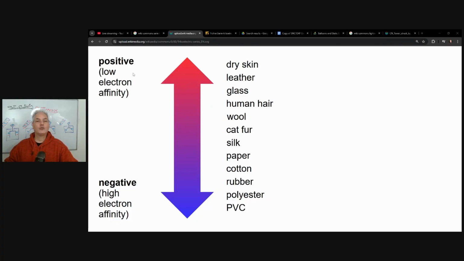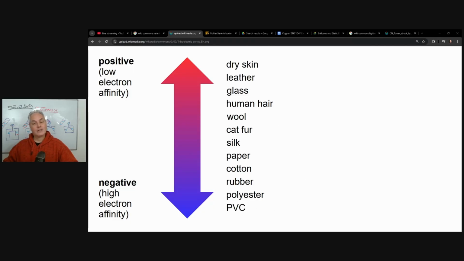So if you create friction between matter at the upper part of the triboelectric series, we have here human hair, or, for example, rabbit fur. If you have friction, electrons will easily move away. So here we have human hair, and my hair would become more positive. We have cat fur here, or also rabbit's fur.